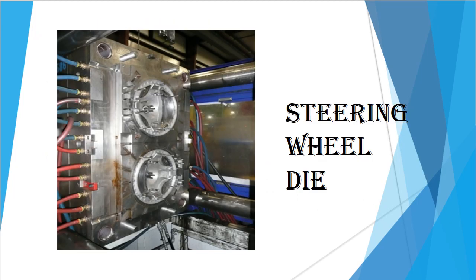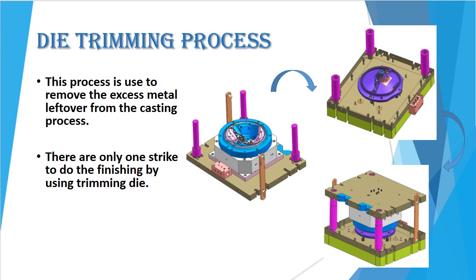So this is one of the examples of cold chamber die casting machines with steering wheel die shapes. After the shape is formed, it will move to the die trimming process. This process can remove the excess metal left over from the casting process in one strike with a trimming die.